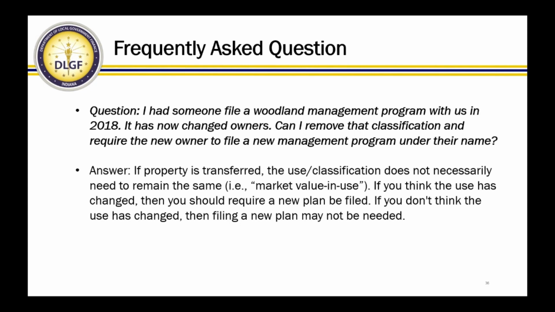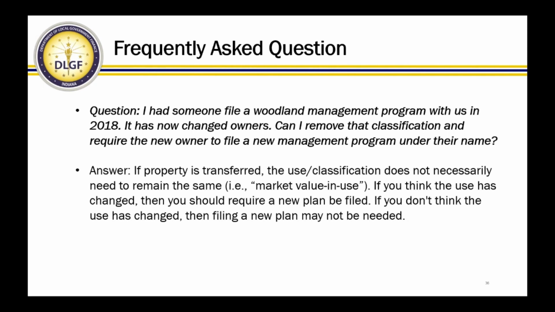So a question has come up: I had someone file a woodland management program with their office in 2018, and now the ownership has changed. And the question is, can they remove that classification and require the new owner to file a new management program under their name? And the answer is, it depends.